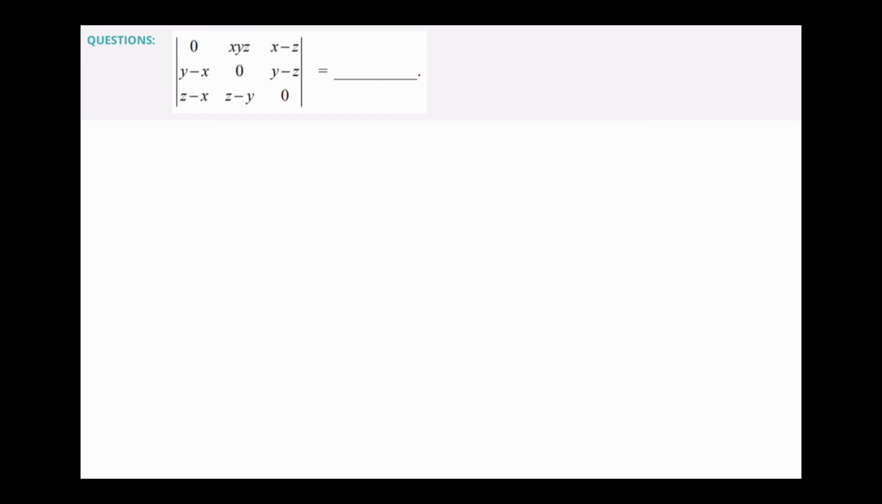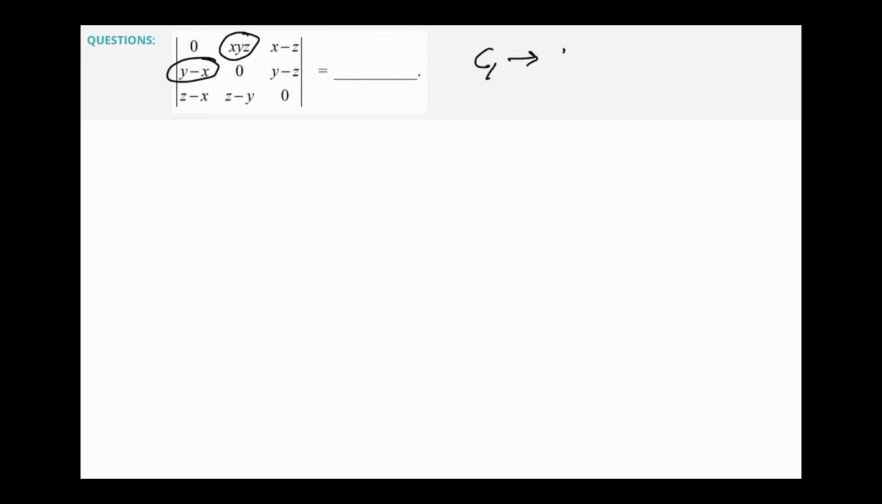Now let's see this question. The moment you see it, you'll notice that the diagonal elements are 0. By seeing the diagonal elements 0, you'll think maybe it is a skew symmetric. But since this element and this element are not negative of each other, we can say it is not skew. So what can we do?